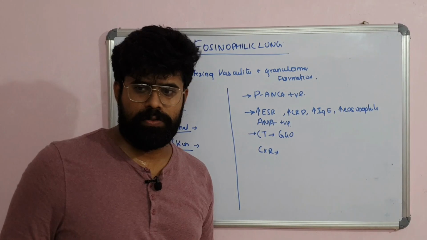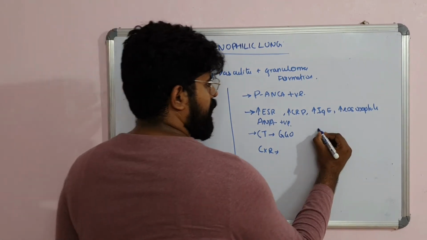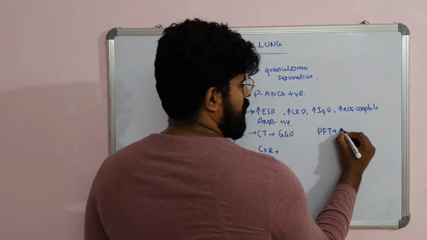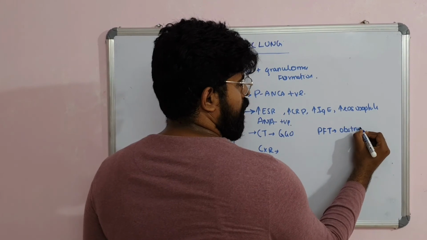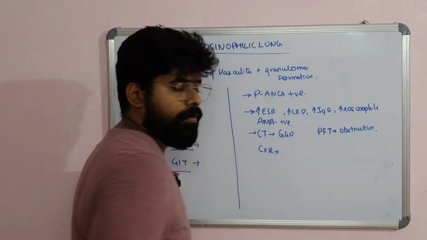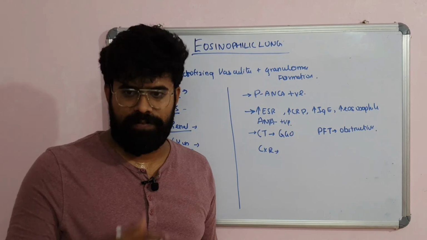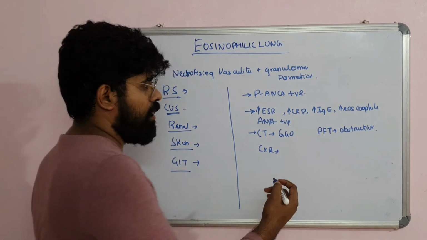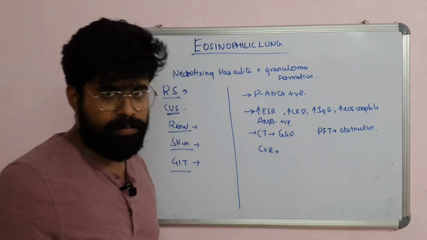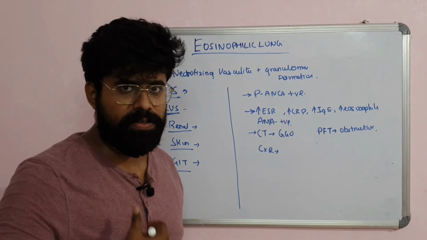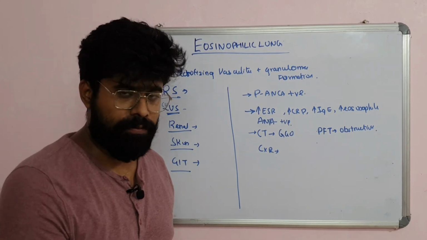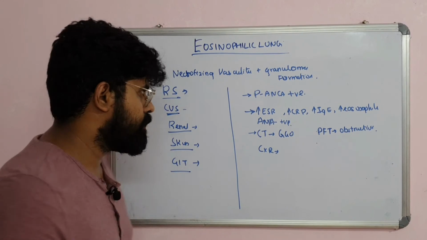You do a PFT, which can show an obstructive pattern similar to bronchial asthma. The FEV1 will be reduced, and the FEV1 by FVC ratio will also be reduced. Angiography can also be done to rule out findings of coronary vasculitis or cranial vasculitis.